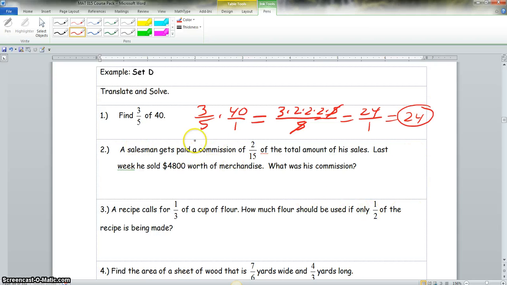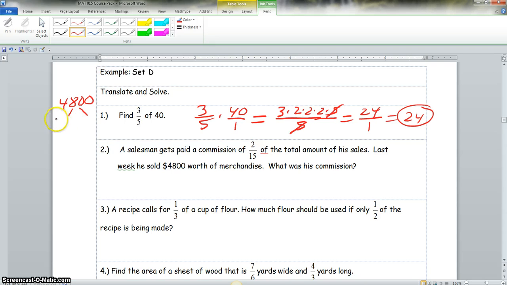Okay, now number 2. A salesman gets paid a commission of 2/15 of the total amount of his sales. Last week he sold $4,800 worth of merchandise. What was his commission? Okay, first of all, we need to find the prime factorization of 4,800. So let's do that first.